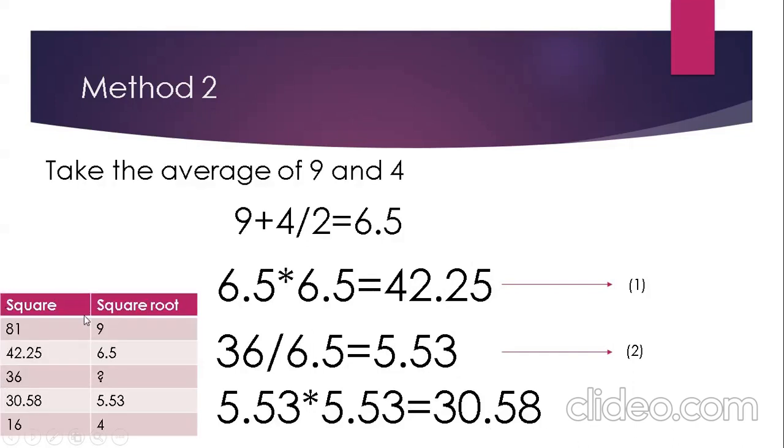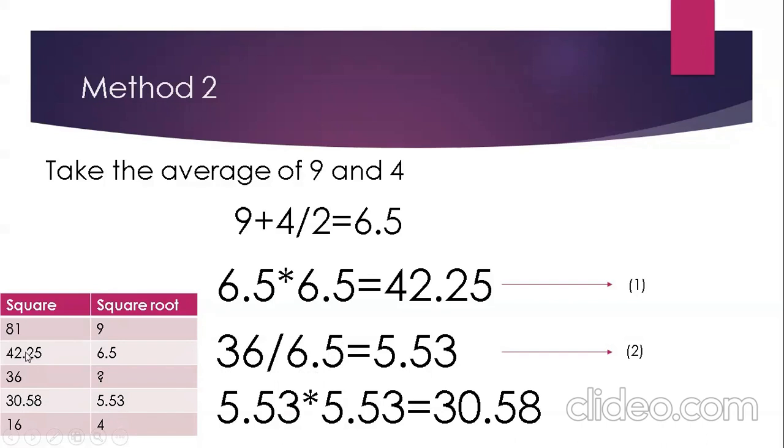In this chart, you can see first it was 9 when you were working on 9, and then using the second equation you got 4, and from this finding the average you got a new number, and that is 6.5. And when you find the square, you got 42.25, and from there using the second equation, that is 36 by 6.5, you got 5.53. So when you square, you're getting 30.58.